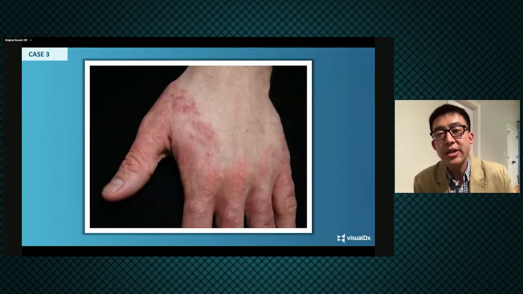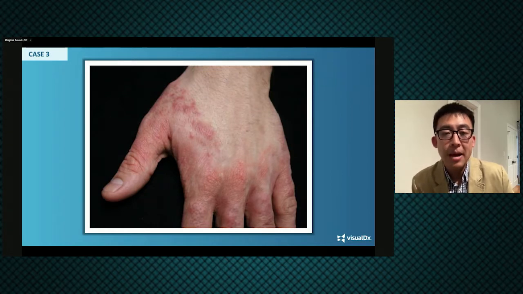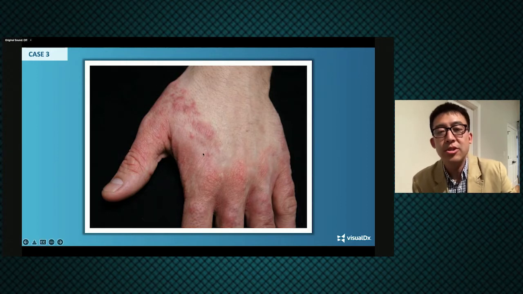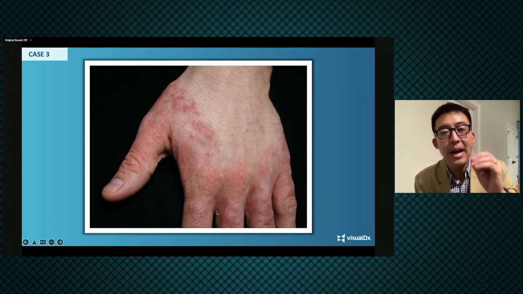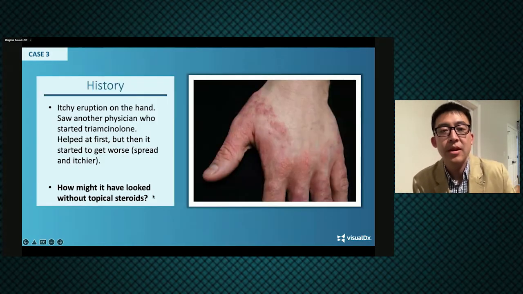Looking at case three here on the hand, you can see that there are these erythematous papules that really line up at the base of the thumb. It starts to extend up here onto the MCPs and perhaps onto the fingers as well. Some of them look a little deeper seated, perhaps a little bit nodular. So this is an itchy eruption on the hand.